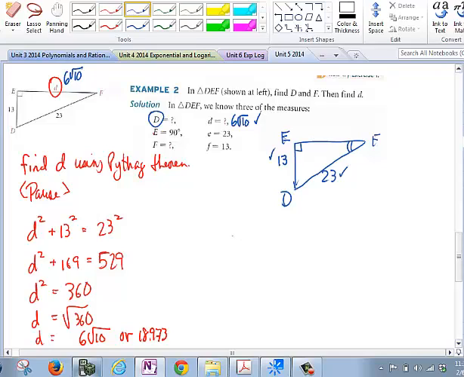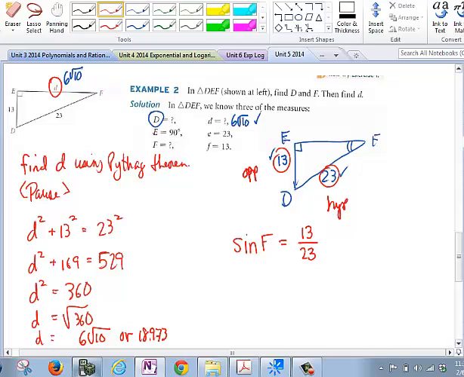Now, angle F is related to these two sides in what trigonometric way? Well, 13 is opposite and 23 is a hypotenuse. So opposite and hypotenuse use the sine ratio. So you write out the sine ratio of angle F is equal to 13 over 23.